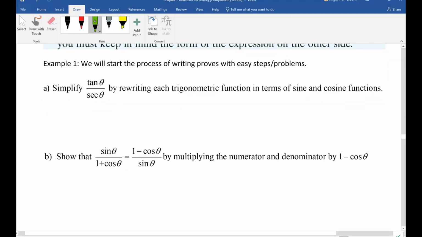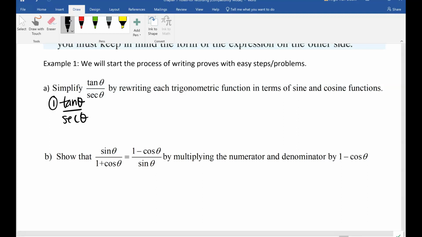Example 1, we will start the process of writing proofs with easy problems. A, simplify tangent of theta divided by secant of theta, and I'm giving you a hint here, by rewriting each trigonometric function in terms of sine and cosine. So in writing proofs, I always want you to write your steps down. The reason is that some of you do your math horizontally, some vertically, some in any space you have on your paper, so I can't really follow it. If you number your steps, then at least I know where to go next.